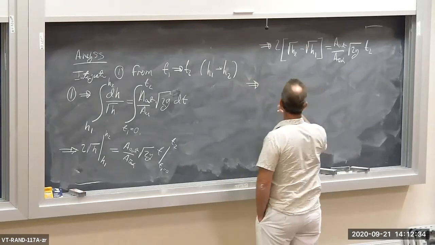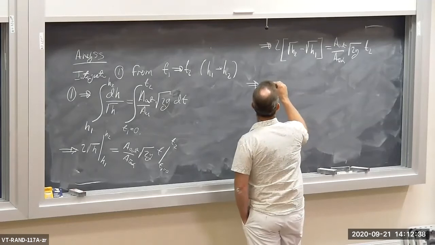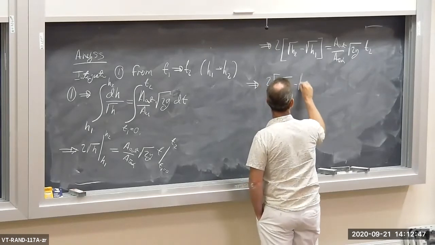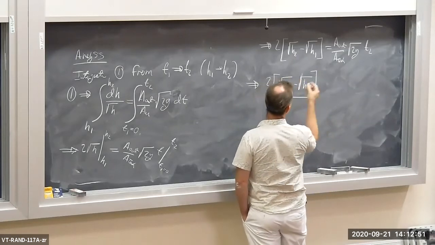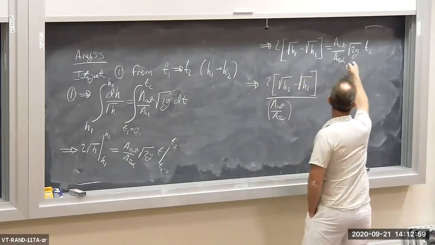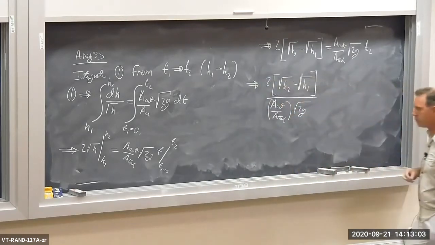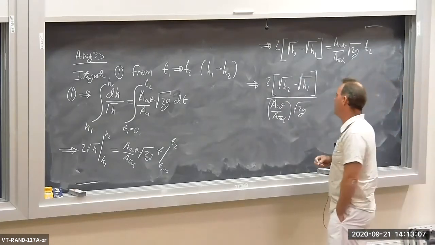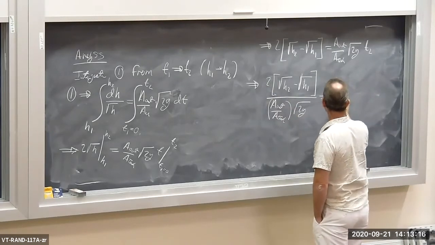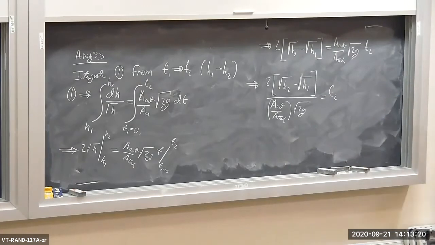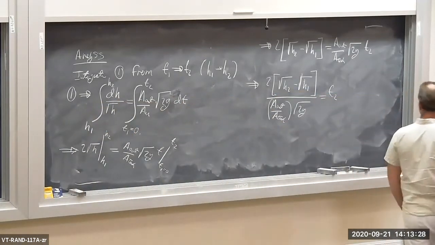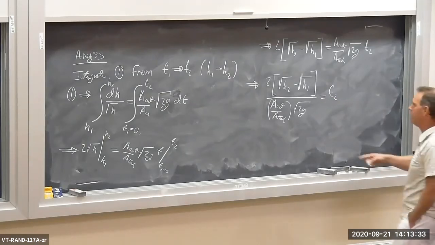The time at state 2 as a function of various initial and final heights is 2 times square root h2 minus square root h1, and then divided by A out over the tank area, and then square root 2g. Now I can divide both sides by 2. Oh, I'm sorry, and this is equal to T2. Okay? So the time T2 to drain the tank is a function of these various initial and final heights and the gravitational constant and the ratio of the flow areas.